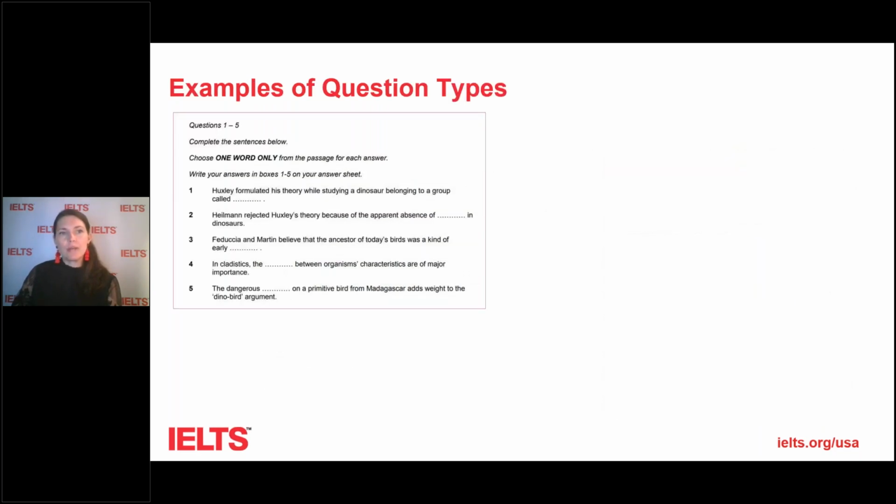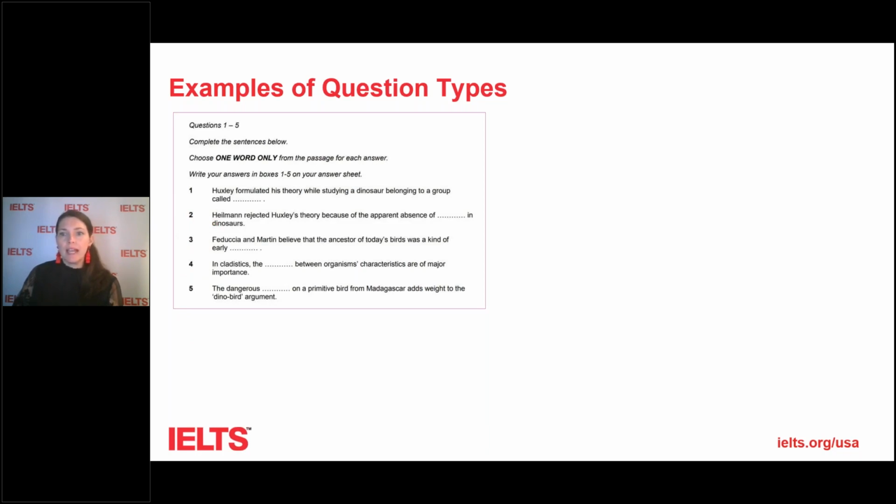Some other examples of question types that are common. Here we have sentence completion. Now the questions are in the same order as the information in the passage. So anytime you get sentence completion, you know that number 1 is going to be earlier in the passage than number 2 or 3 or 4 or 5.